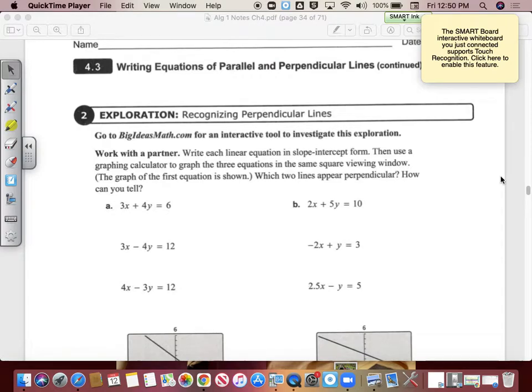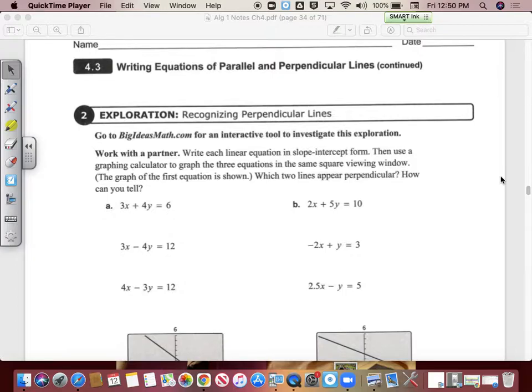So in section 4.3, we are investigating parallel and perpendicular lines. If you remember from the beginning of section 4.3, we learned that parallel lines are two or more lines that have the same exact slope, which gives the lines the same steepness. And if a line has the same steepness as a different line, then they run parallel, which means they're at the same exact angle, so they never will touch.